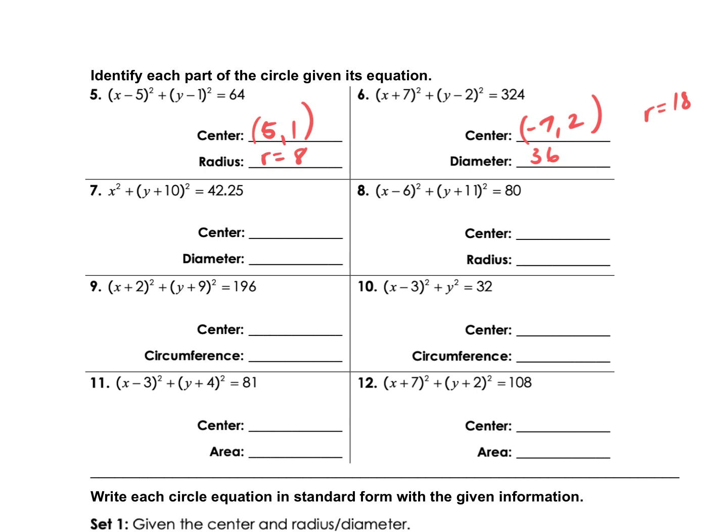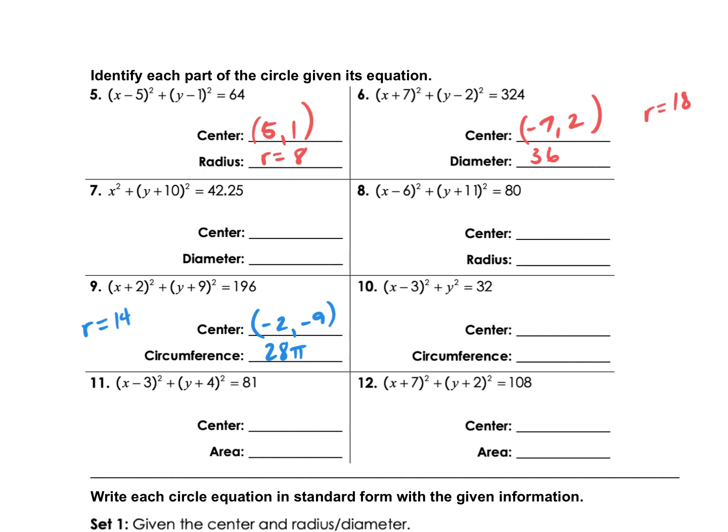All right, go look at number 9. Center? (-2, -9). The radius is 14. How do I find circumference? 2 pi r, so 28 pi. Or if you want to plug that in and find the decimal, it's fine.